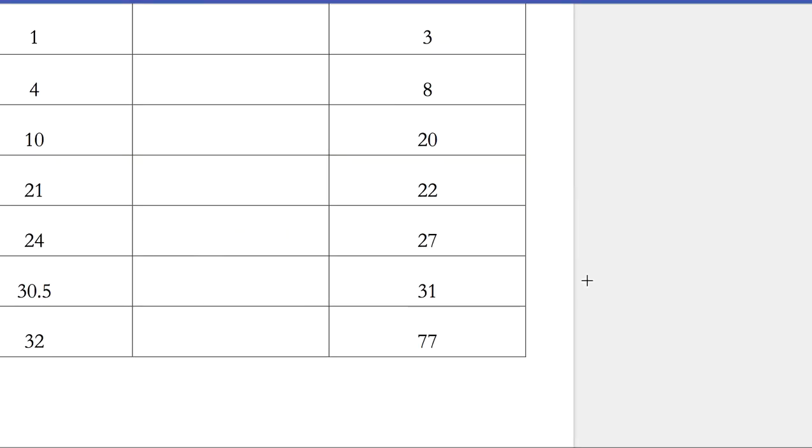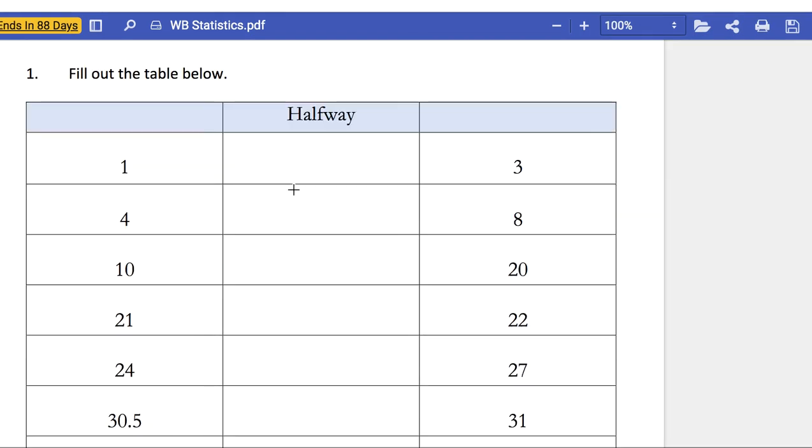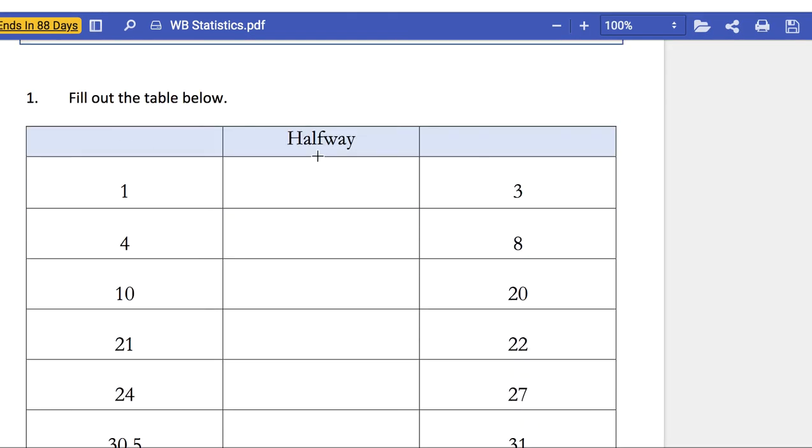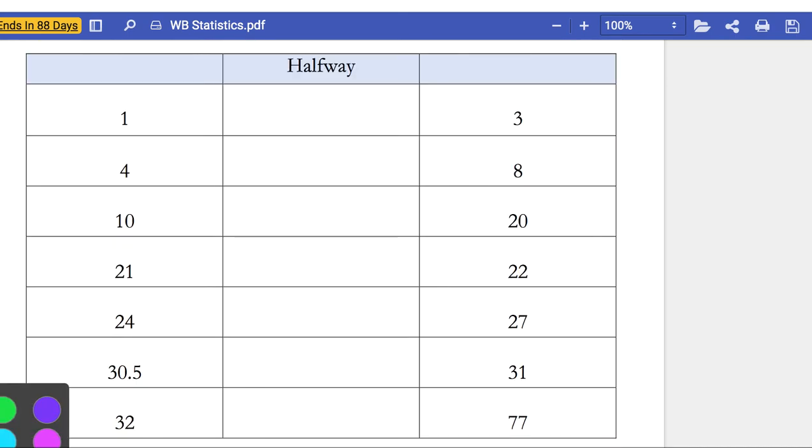Now let's do one more example. Here we have from our statistics workbook a table that asks us to find what's halfway between two numbers. And even though it's trivial, we're going to use the method we just learned to fill out each of these boxes. So obviously what's halfway between 1 and 3 is 2, but let's just check that our method works. And our method says to add the two numbers and then divide by 2. 1 plus 3 is 4, 4 divided by 2 is 2.